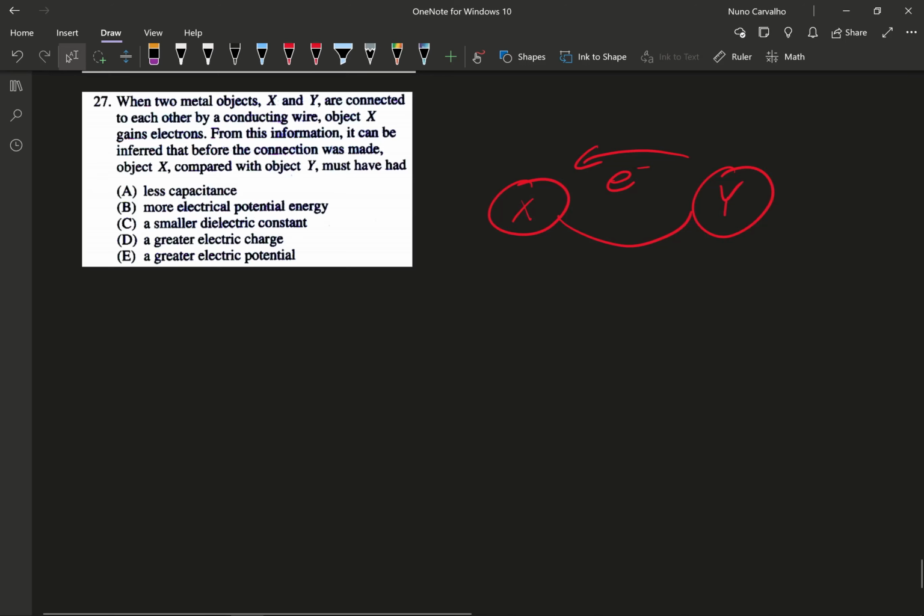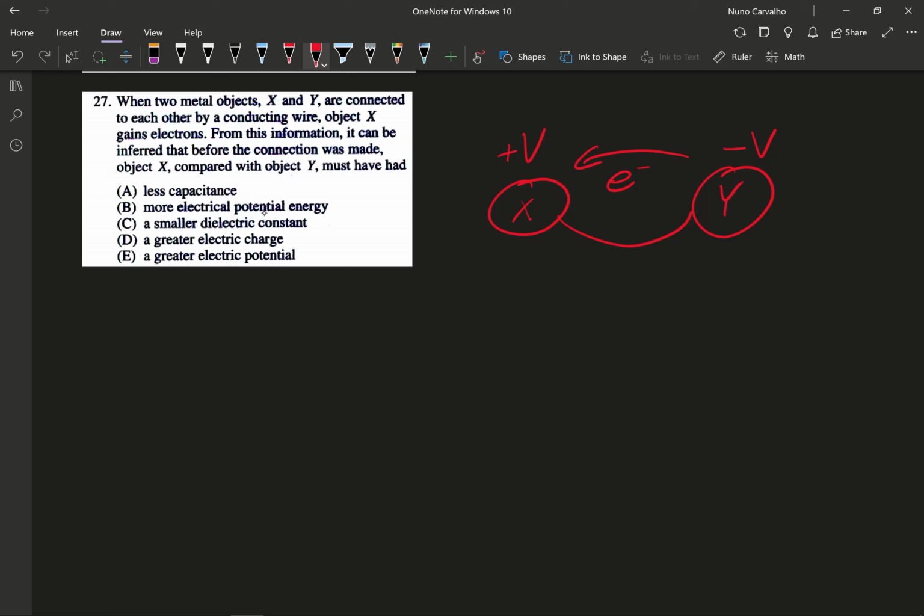So if electrons are moving from Y to X, well, we know that negative charges like to move from areas of negative voltage to areas of positive voltage. So we have a negative voltage here and a positive voltage here. By the way, an electron is going to be doing the opposite of a positive charge, which would be going from positive to negative voltage.